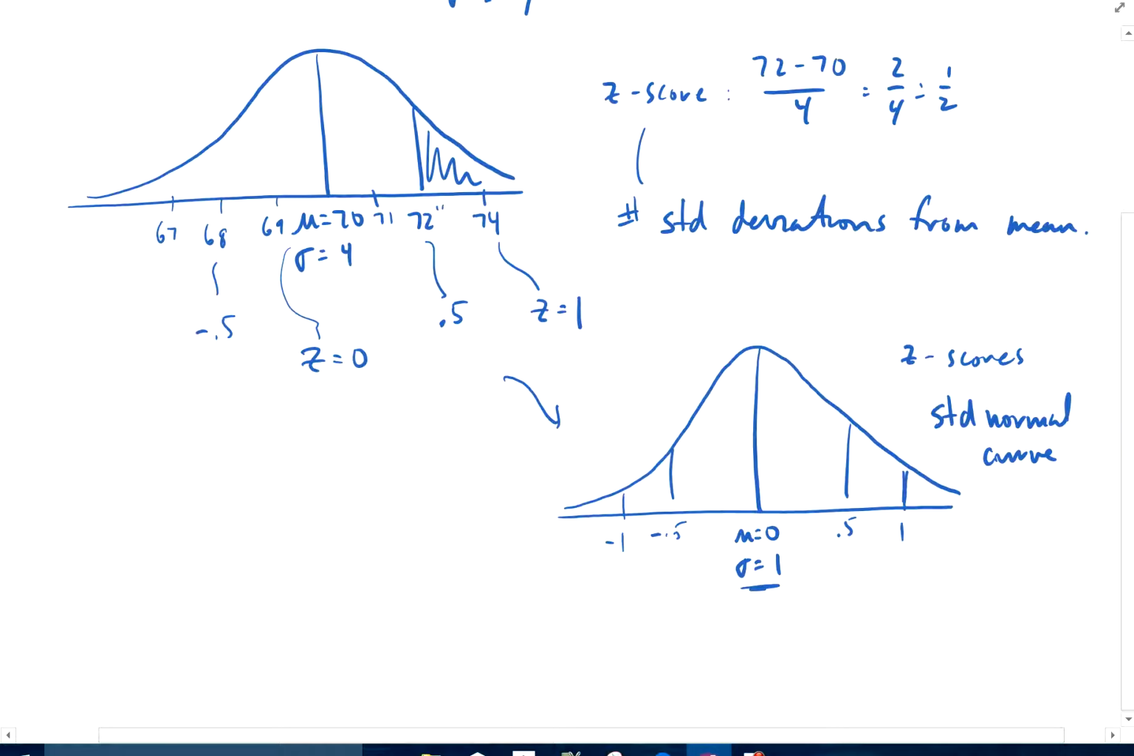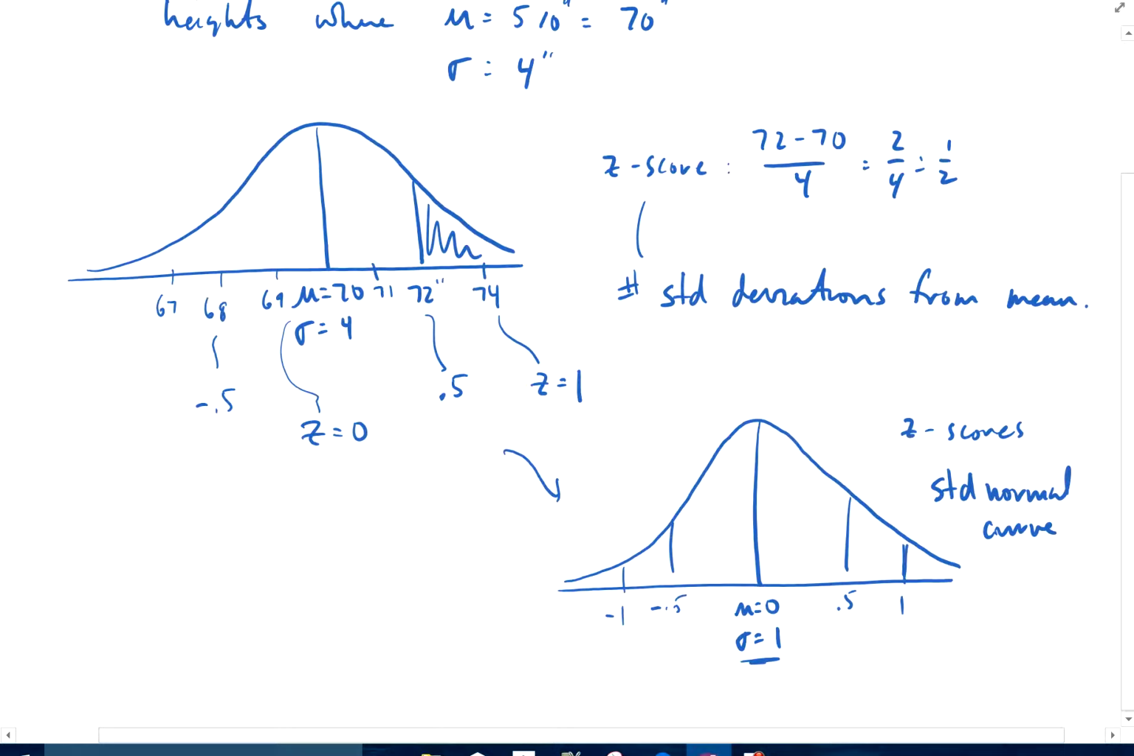So if I just said, what's the area? Well, let's go back to my original problem. The area to the right of 72, which is z-score of 1/2, that's the same as the area to the right of my z-score of 0.5 on this curve. Okay, so basically I'm standardizing every normal curve I can write to this, and this area, which is more than 1/2 standard deviation away from the mean, is the same as this area, which is more than 1/2 standard deviation away.